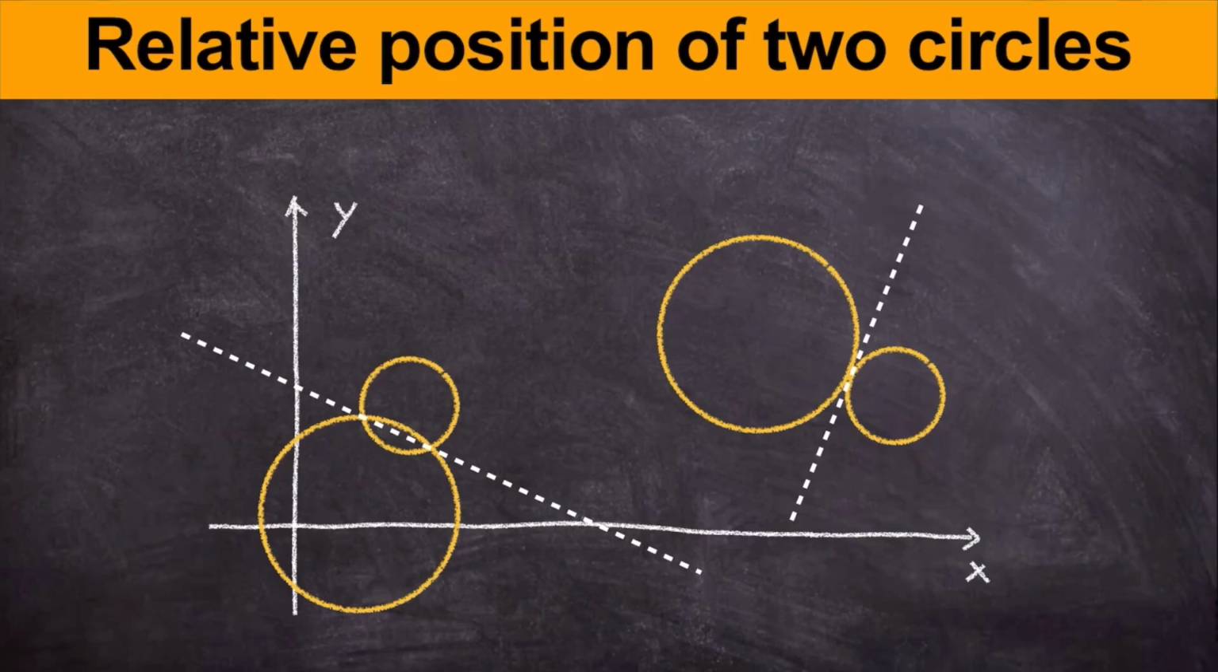In this lesson, we'll explore how to determine the relationship between two circles by analyzing their equations. By finding their radical axes, we can identify intersection points and prove that it is always perpendicular to the line connecting their centers. Let's get started.